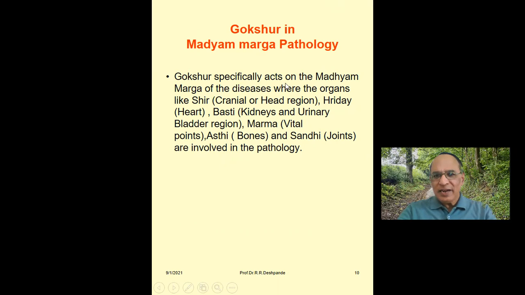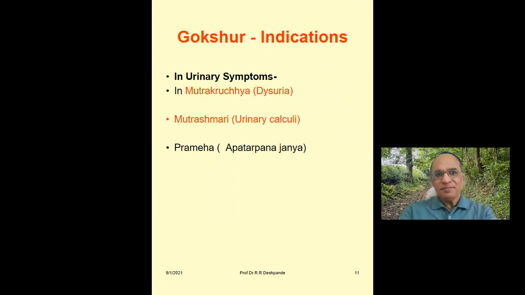Gokshur specifically acts on the Madhyama Marga diseases where organs like Shira, brain, cranial and head region are involved, Hridaya, that is heart problems, Basti, kidney or urinary bladder region, Marma, vital points, Asthi, bones, and Sandhi, joints. Whenever the pathology is in the Madhyama Marga, Gokshur is the best Rasayana.